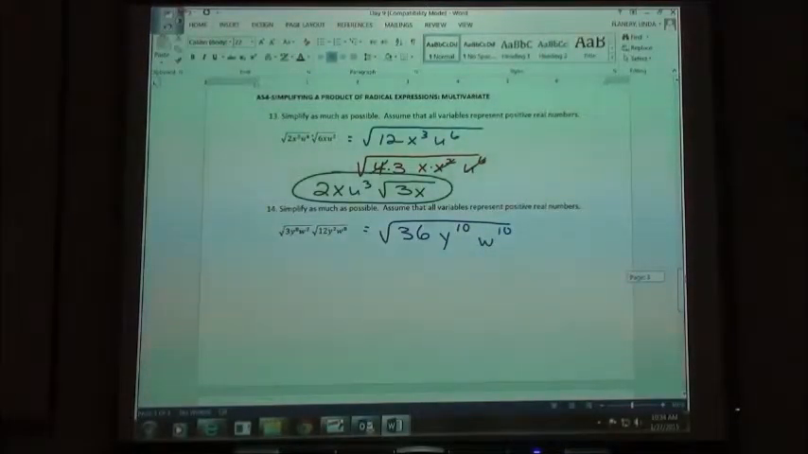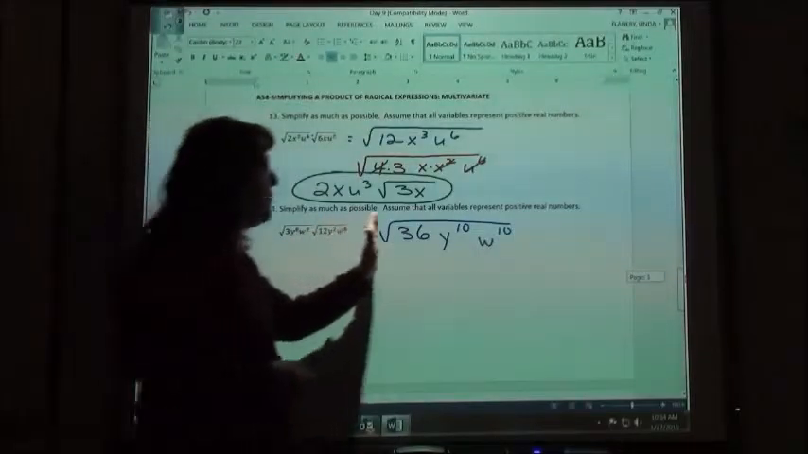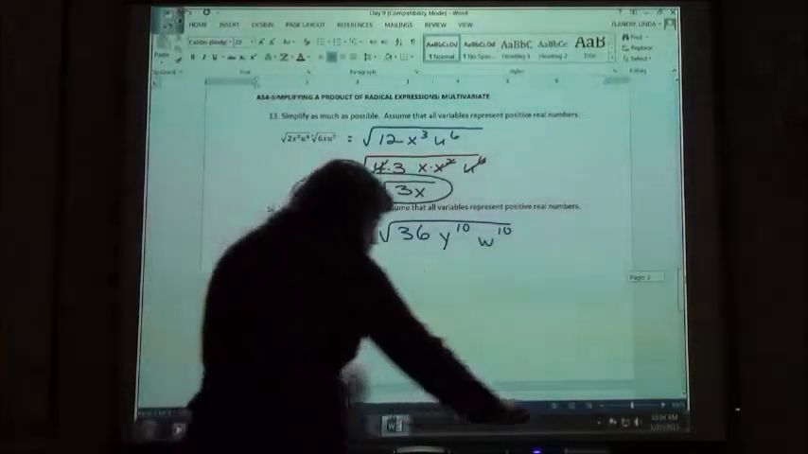Now, when I look at that one, what do you know about 36? Ooh, it can be brought out. 36 is already a perfect square, right? I don't need to factor it because it's already a perfect square. Same thing with the y to the 10th and the w to the 10th. Those are perfect squares because their exponents are both even. That means this is a perfect square. I'm just going to do the square root of everything.